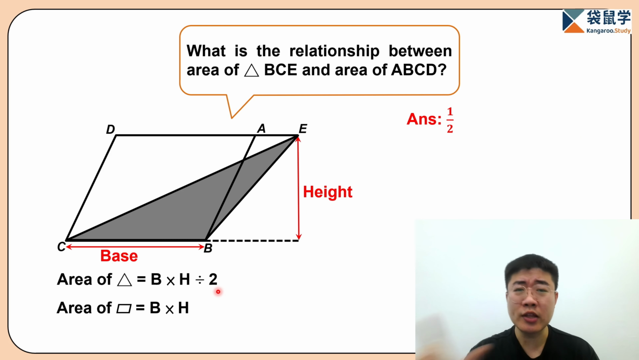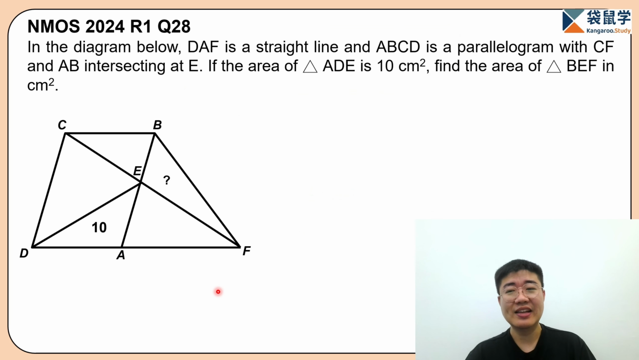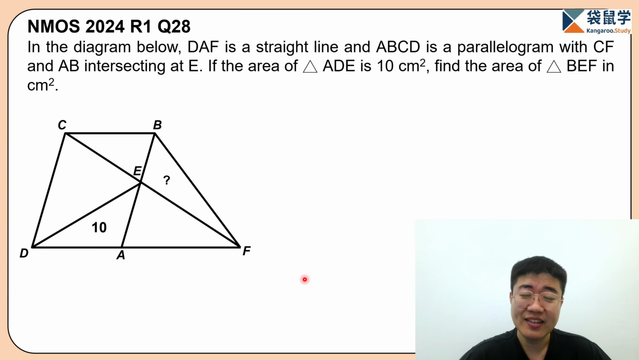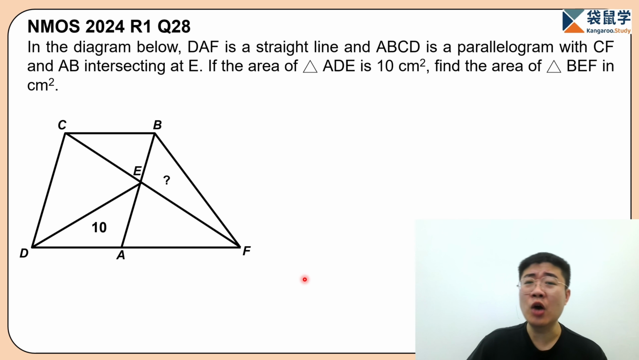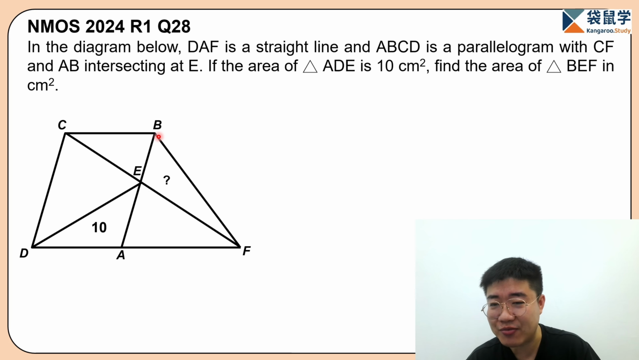Now, knowing this, let's solve our question here. So in this question, how do we make use of what we have just learned? We are going to realize that just now it is always about what shapes? It's about the triangles and parallelogram. And we're going to realize in this question we also have a parallelogram. So let's locate the parallelogram first.